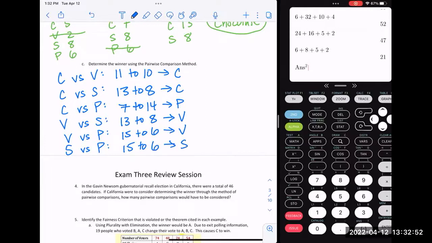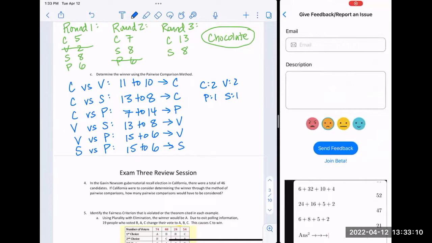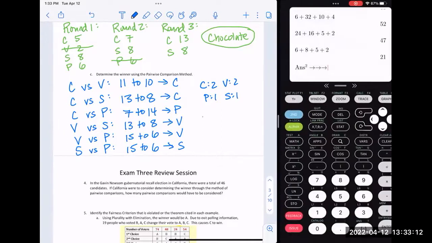So now all I'm going to do is just tally up my points. So I can see that from this, chocolate got 2 points. Vanilla got 2 points. Pistachio got 1 point and strawberry got 1 point. So we actually have a tie, and I would just declare that here. So in this case, say that chocolate and vanilla tied.